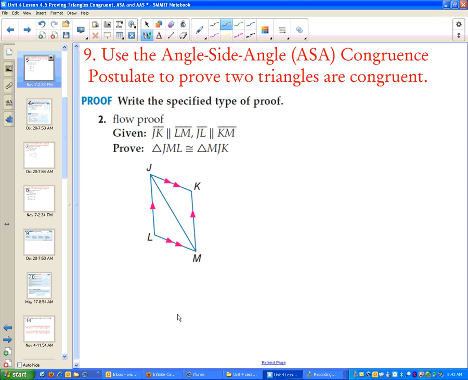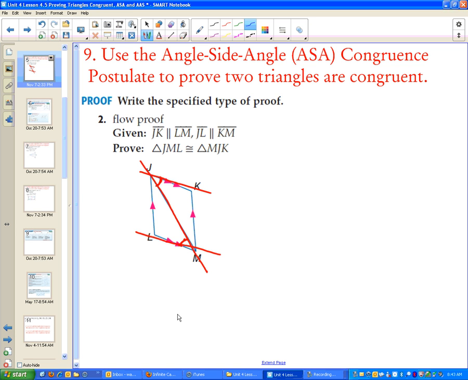Well, I see that those two triangles share a side. I love it when that happens because I can always use the reflexive property and get one pair of congruent sides that way. Maybe I won't always use it, but at least I know it, right? So I know that segment JM is congruent to segment JM, and I know that JM is in both triangles. Now, what else do I know? Well, if these two lines are parallel, and that's a transversal, here and here we have a pair of alternate interior angles. So that's one pair of congruent angles.